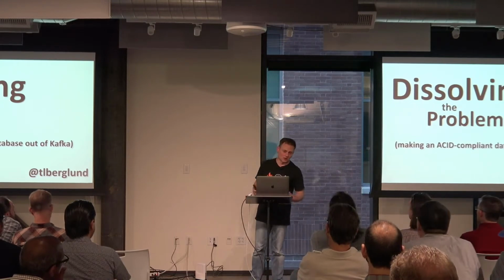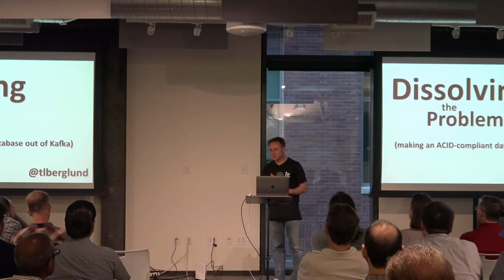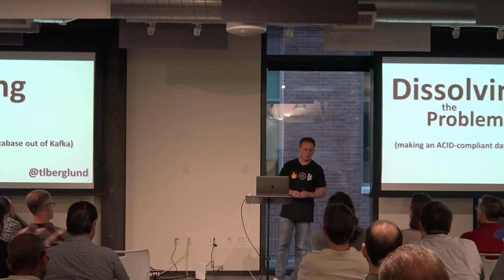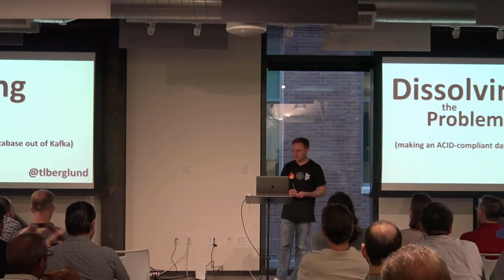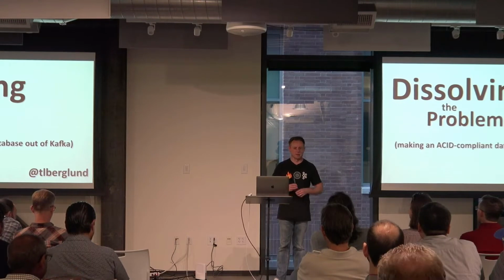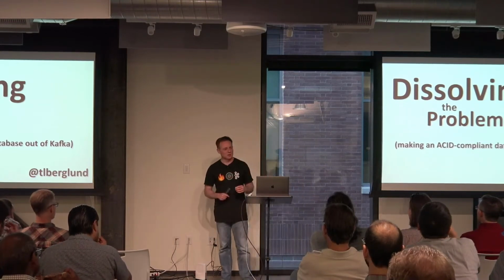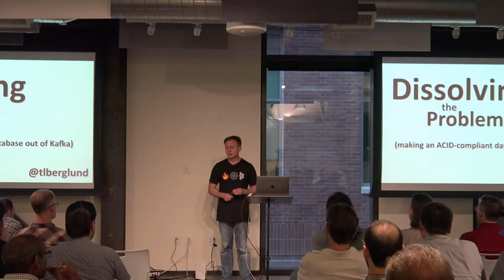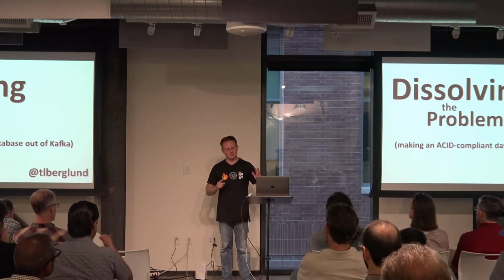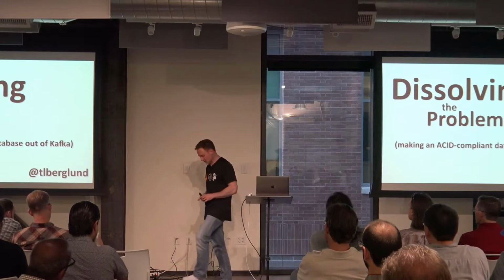I work for a company called Confluent. Confluent makes a streaming data or an event streaming platform based on Apache Kafka. We make a hosted cloud service that's based on Apache Kafka and has other goodies in it. So that's what we do, and that's kind of what this talk's about, some Kafka-related things tonight.